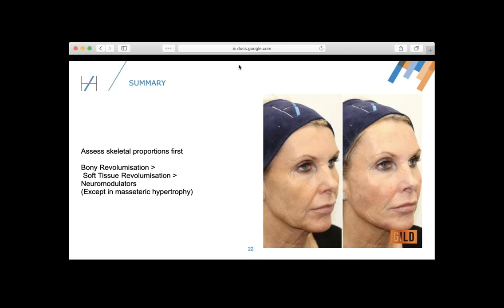Is it okay to treat with filler and toxin at the same time? Personally, absolutely. I would do that. Just a couple of drops in it, but I would do your filler first, so you're not going to massage and move it around, and then your toxin at the end, like we would for any treatment.